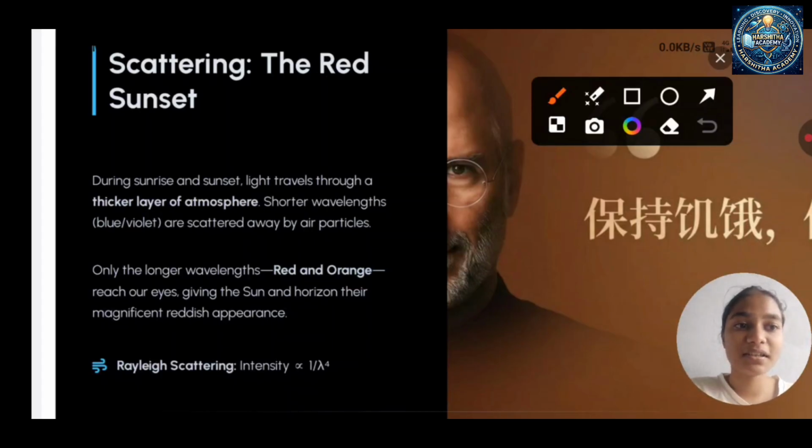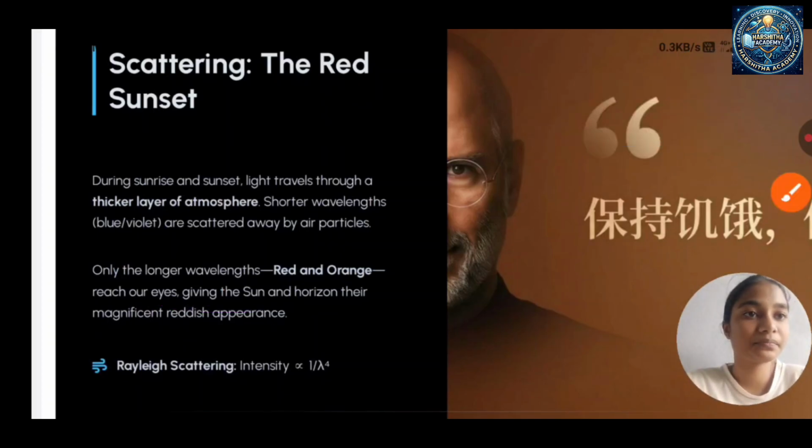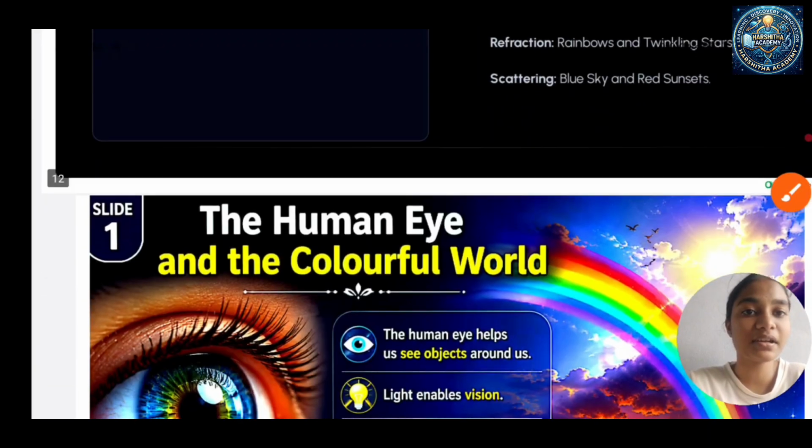Now let's see the scattering of light. Why does the red sunset happen? Only the longer wavelengths, red and orange, reach our eyes, giving the red sunset horizon. This is why the sun looks red.